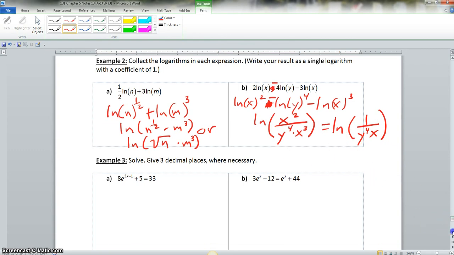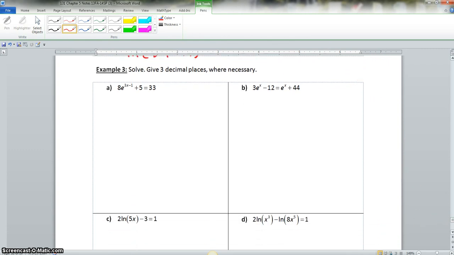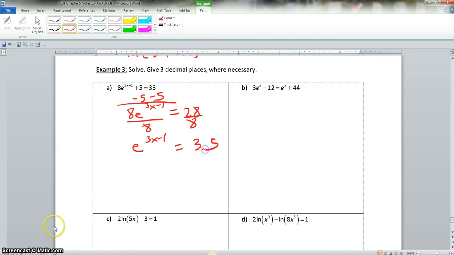Okay, now we can go to example 3. It says solve. Give 3 decimal places where necessary. So you would have to use your calculator here. So we would subtract 5 on both sides. And we have 8e to the 3x minus 1 is equal to 28. Now we divide each side by 8. And we will have e to the 3x minus 1 is equal to, now 28 divided by 8 is 3.5.